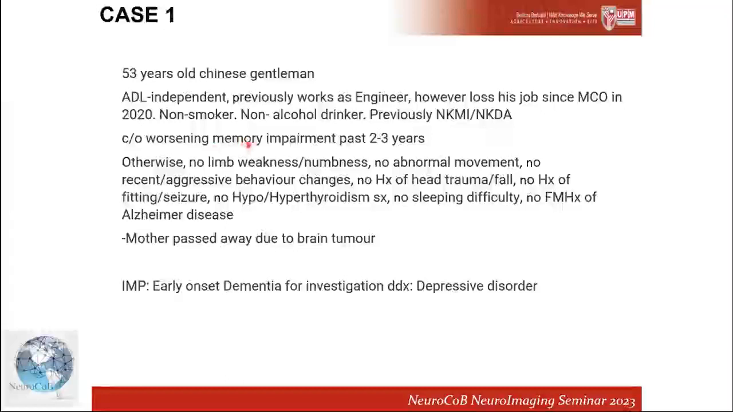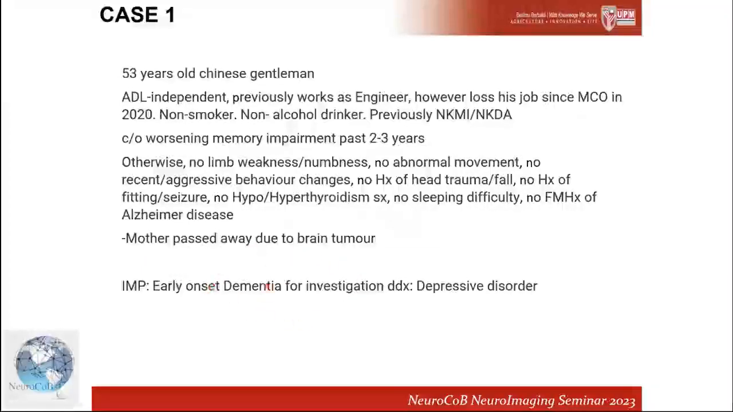Patient presented with worsening memory impairment since MCO. Otherwise, no limb weakness or numbness, no abnormal movement, no recent aggressive behavior changes, and no history of trauma, fall, fainting or seizure, no hypo or hyperthyroidism, no sleeping difficulty, no family history of Alzheimer's disease. Mother passed away due to brain tumor.